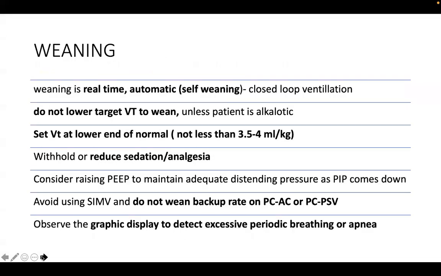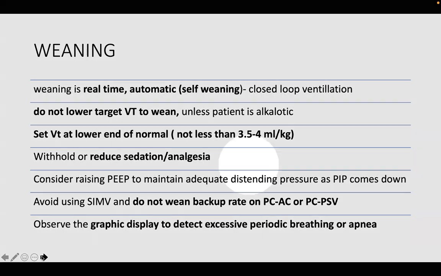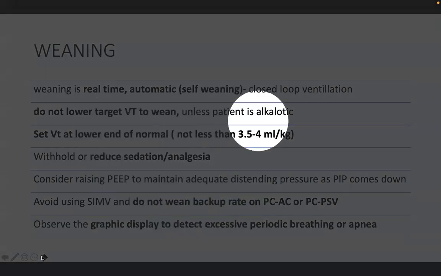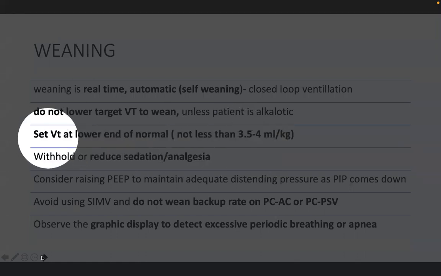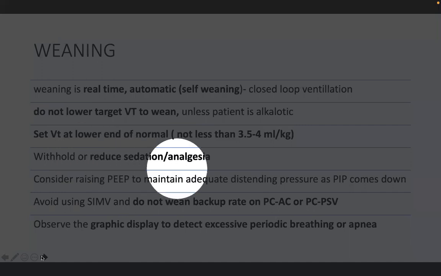Coming to the weaning in VG, weaning is real time. It is self-weaning. We do not lower target VT to wean in VG ventilation. We should set VT at the lower end of normal, that is not less than 3.5 to 4 ml per kg, as has been seen from that experiment where they have used 3 ml per kg and they have shown increased inflammatory markers. We should withhold or reduce sedation analgesia.